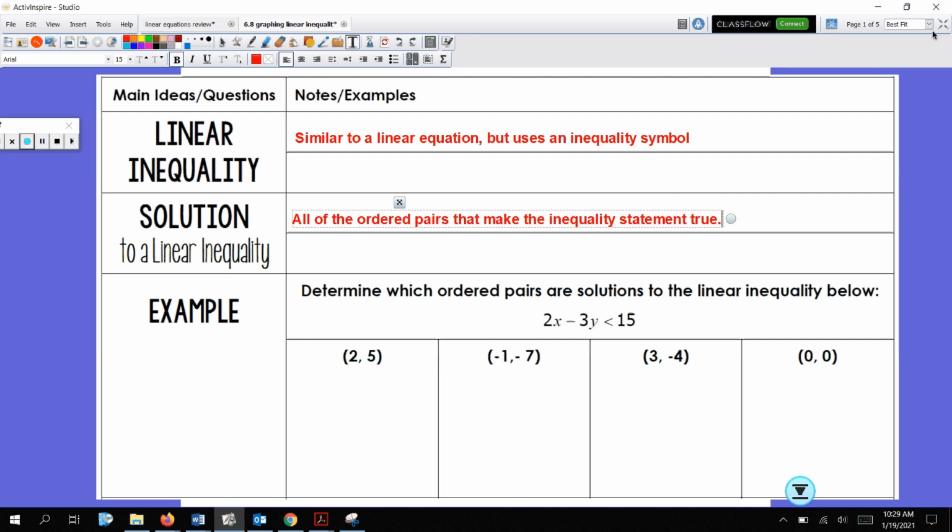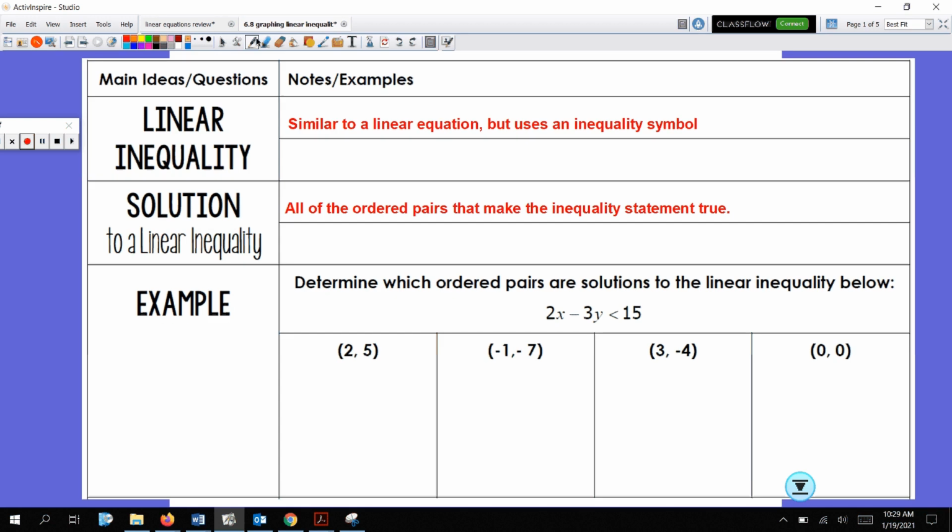It's not solved for y, but for the sake of checking the solution, first we're going to plug our x and our y into this inequality. So I have 2 times 2, because that's my x value, minus 3 times what my y value is, which is 5. I just get those numbers from the ordered pair. Is it less than 15? So what I'm trying to find out is, is this true? Is the left side less than 15?